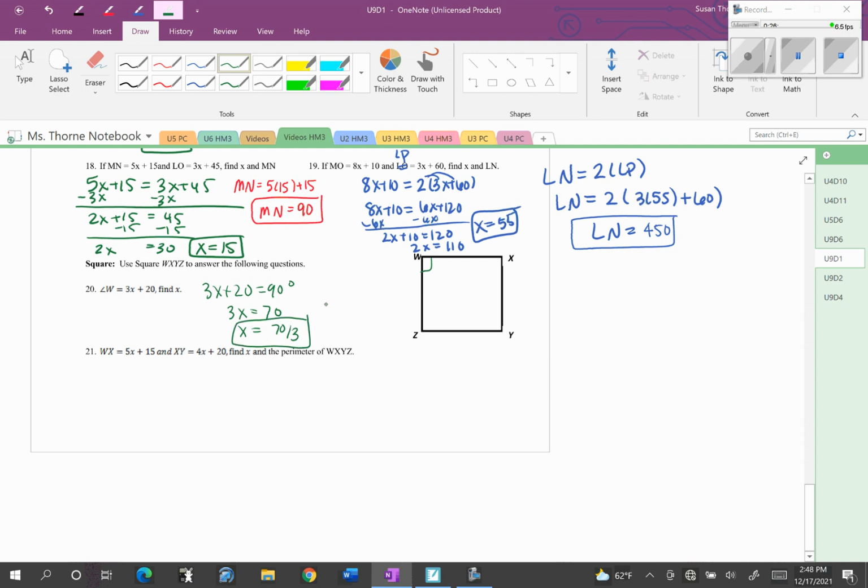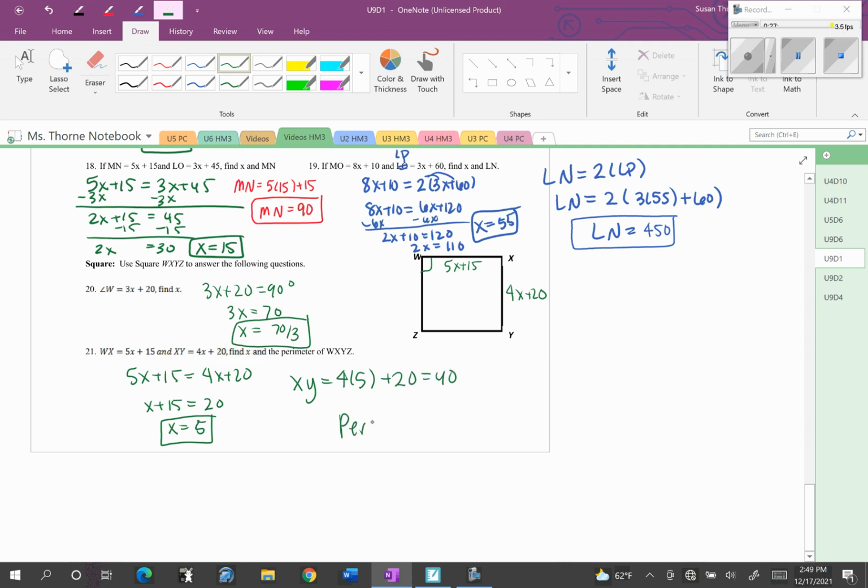And then it says WX is 5x plus 15. And XY is 4x plus 20. We want to find the perimeter, so we know all the sides are equal because it's a square. So 5x plus 15 equals 4x plus 20. So subtract the 4x to the other side, and we get x plus 15 equals 20. Subtract the 15, and we get x equals 5. So XY would be equal to 4 times 5, which is 20, plus 20, which gives us 40.